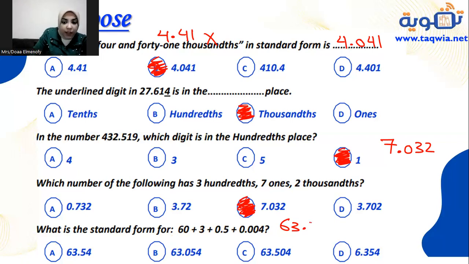Here we have 5 in the tenths. Do we have any hundredths? No. So we're going to write 0. And then we have 4 in thousandths. So here it's 63.504. So which one here? This one.